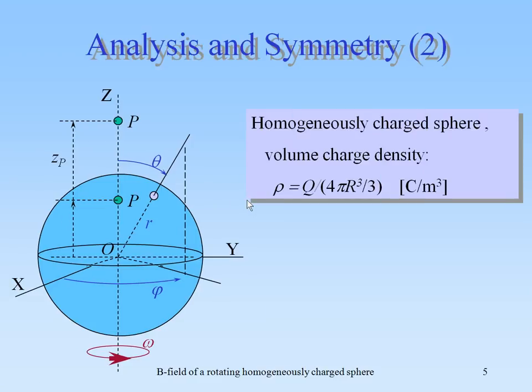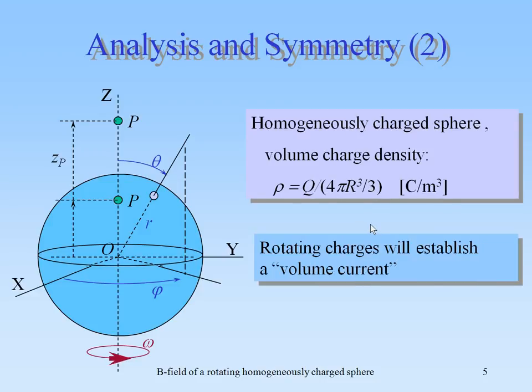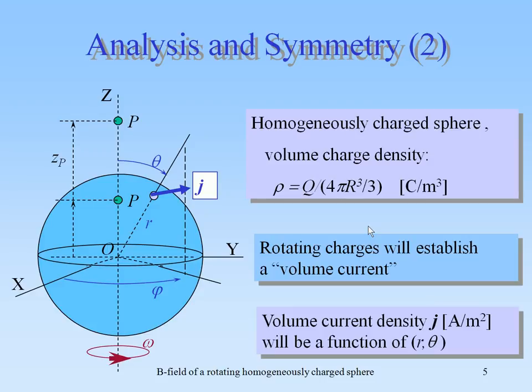Analysis and symmetry. The volume charge density is Q over 4 pi r to the third power over 3, in coulombs per cubic meter. The rotating charges will establish a volume current through the sphere. The volume current density J, in amperes per square meter, will be a function of r and theta.